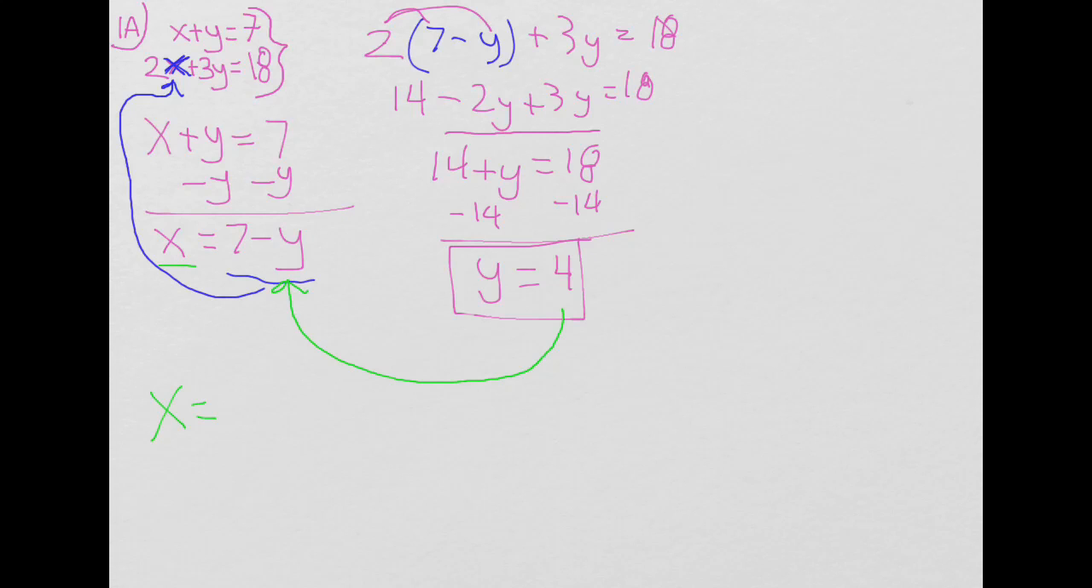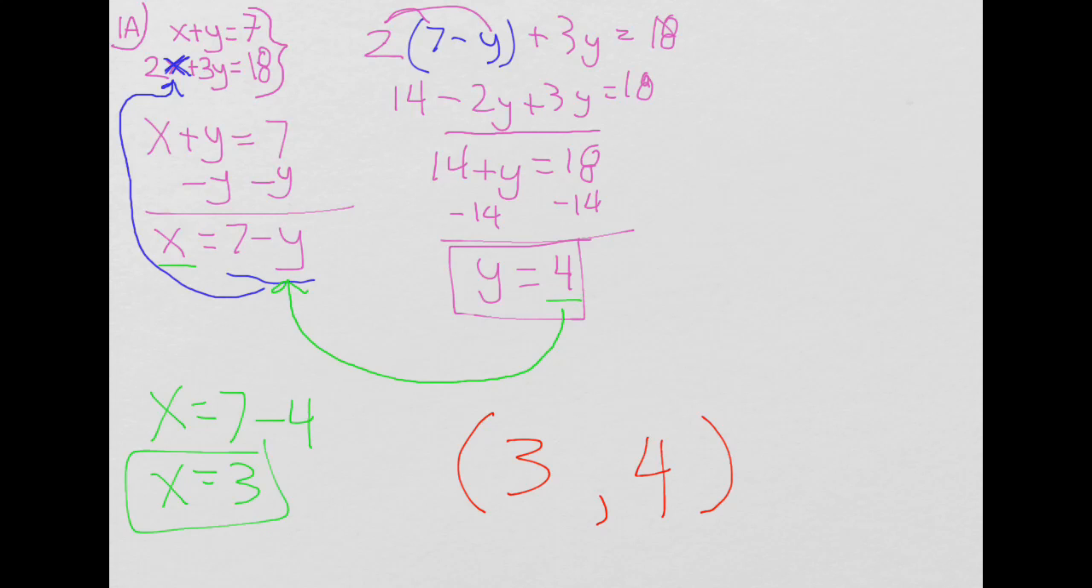So I'll start to do that. x equals 7 minus y, and y is 4, so I get x equals 7 minus 4, and x equals 3. So I found the x and y coordinate of my solution, and I need to write that as an ordered pair, x comma y, so 3 comma 4. And that is a complete solution to this problem, and that is my final answer, 3 comma 4.